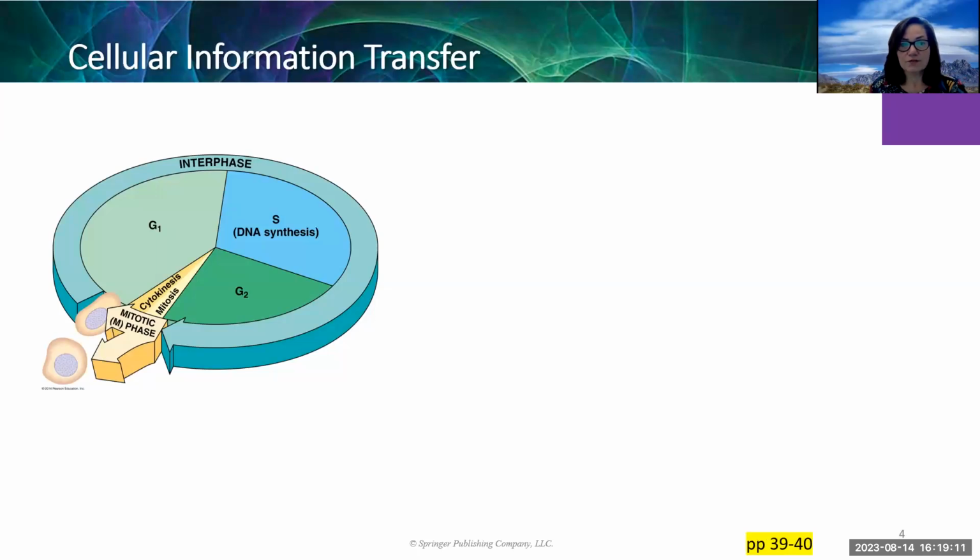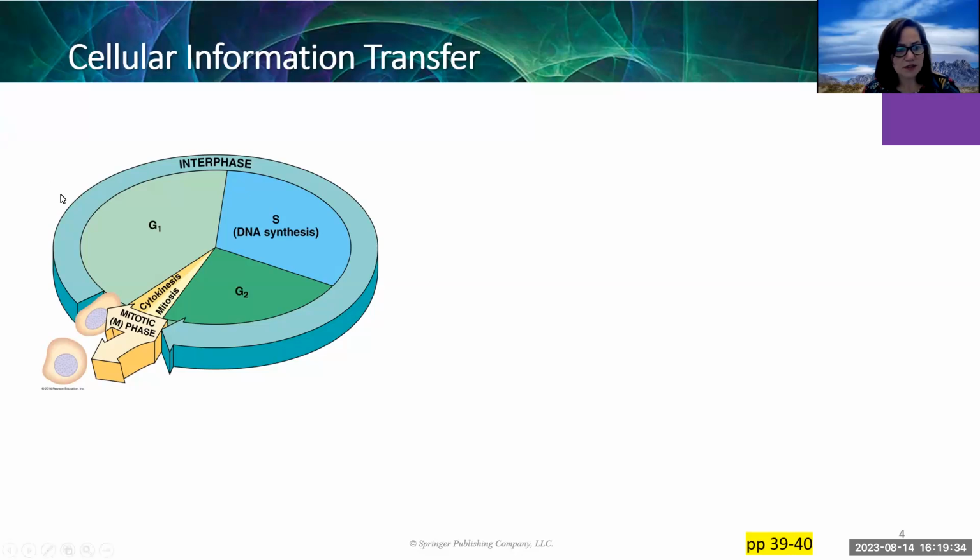All right, cellular information transfer. This one's a little bit tricky. I'm using an image from a freshman level biology text just because I think it's beautiful and clearly illustrates things. But this material is covered in our textbook on pages 39 and 40. So here's a cartoon that shows generally the cell cycle.